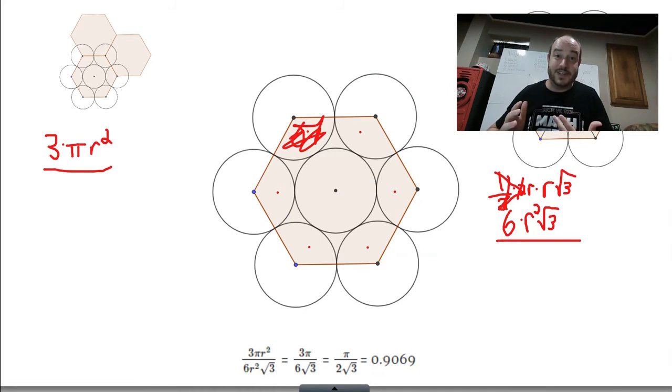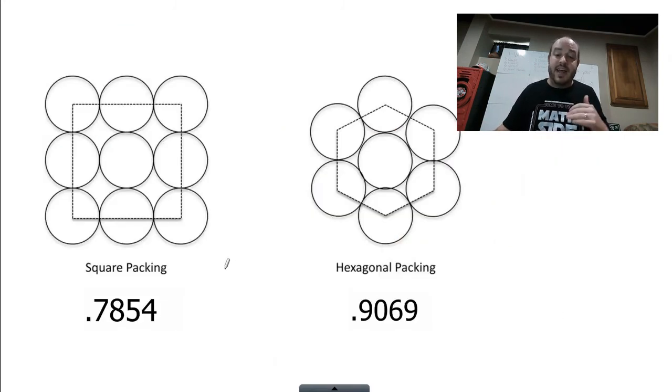So where does this leave us? Well, I've given you 2 of the most basic forms of circle packing, all right? And I think we already can agree that hexagonal packing is going to be covering much more of our space than the square packing is. In fact, square packing will give us the 78.54% coverage, whereas the hexagonal is going to give us 90.69% coverage.